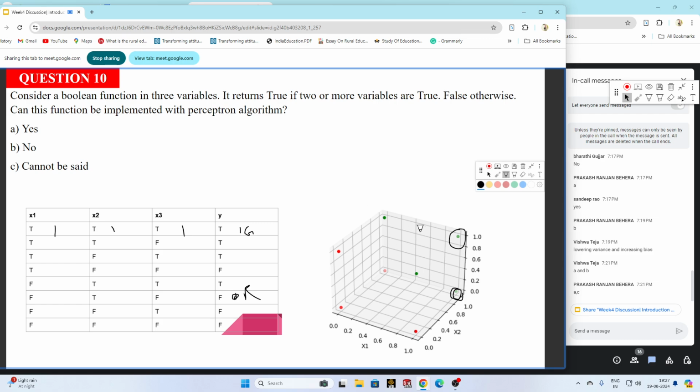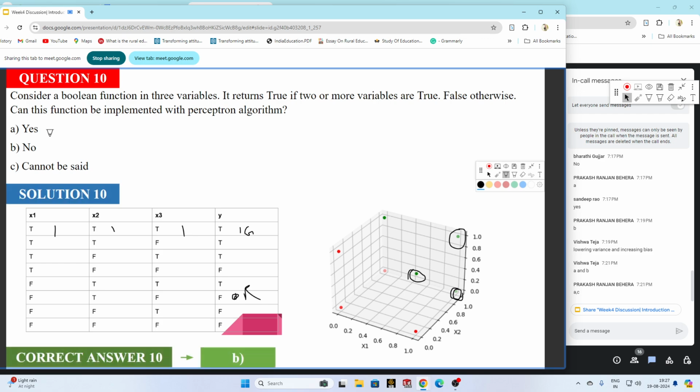So according to me, this cannot be separated by a plane. Actually, this point is 1 1 1. So we have this point, this point, this point, and this point. This cannot be separated by any plane according to me. If it can be separated, then perceptron learning algorithm can be implemented. But if we cannot separate this by any plane, then the perceptron learning algorithm cannot be implemented. So according to me, option B is right. Okay, so you got it, how to solve this type of question?